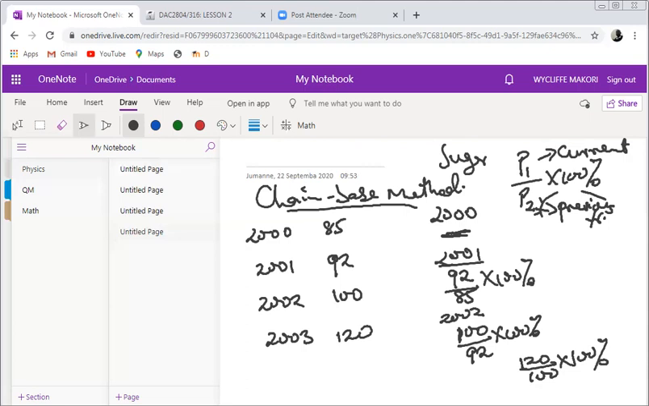Now, today we have discussed the types of index numbers, and our focus was on the simple index numbers. The simple index numbers are calculated using two methods, the fixed-based method and the chain-based method. I hope you are able to understand that and apply the same concept when it comes to an examination.